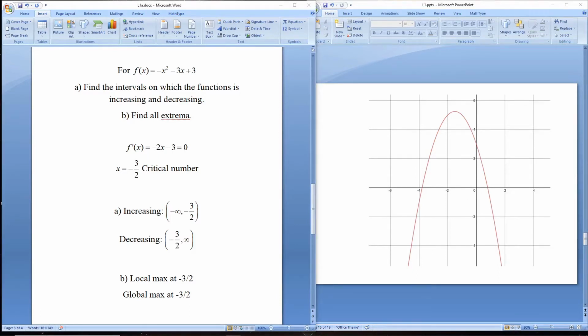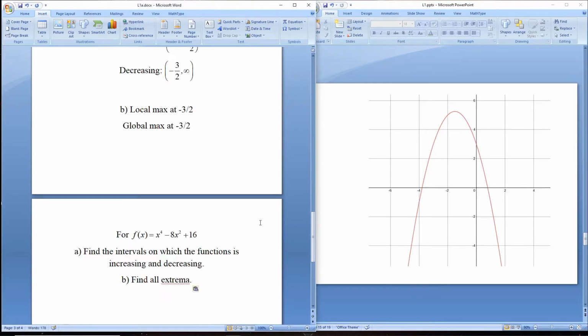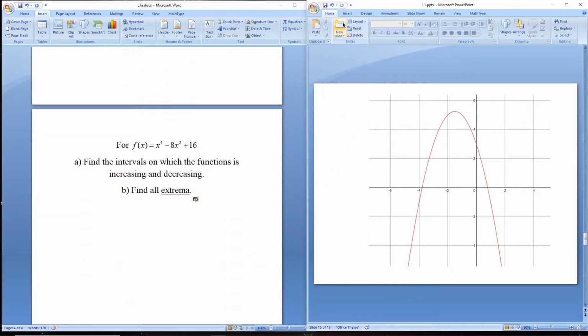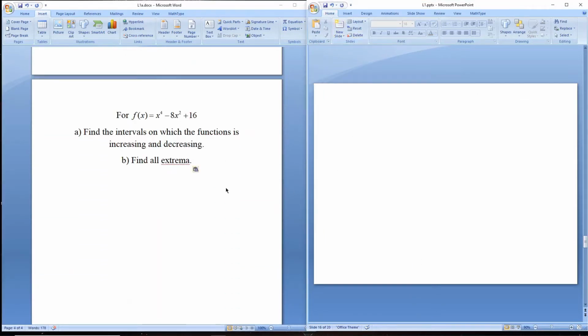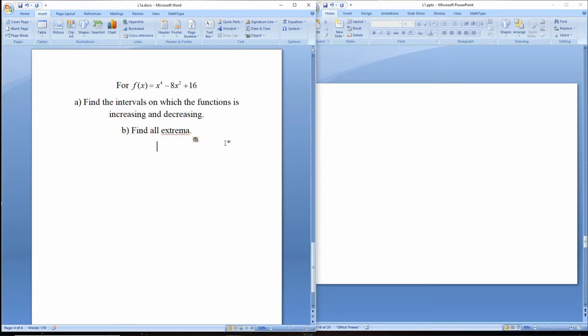So let's try another one. And so we got another polynomial, a little bit more complicated this time. And our domain here, again, for a polynomial, is all real numbers. So our endpoints here are minus infinity and positive infinity.